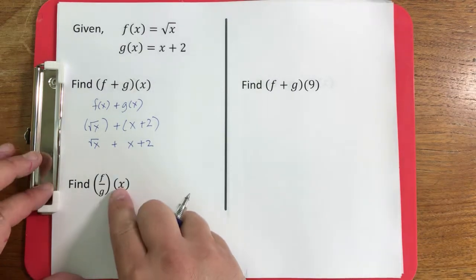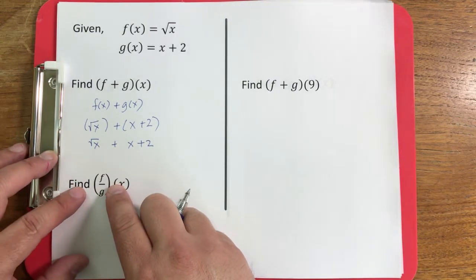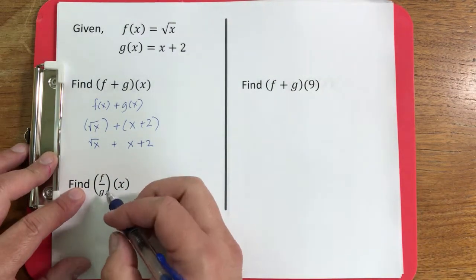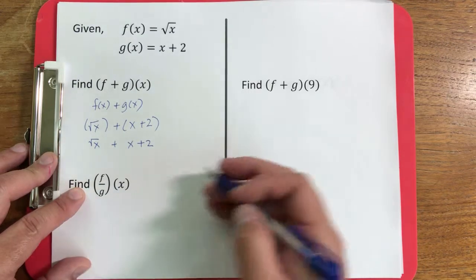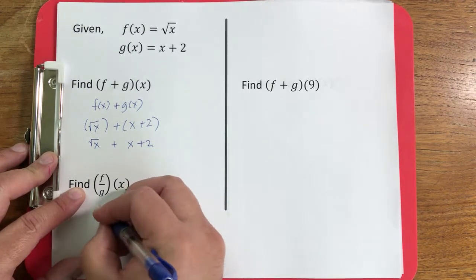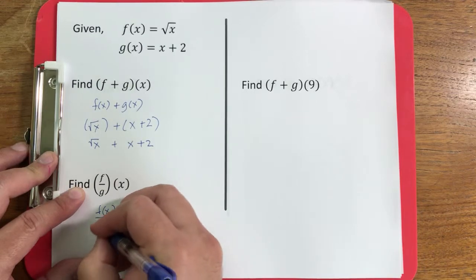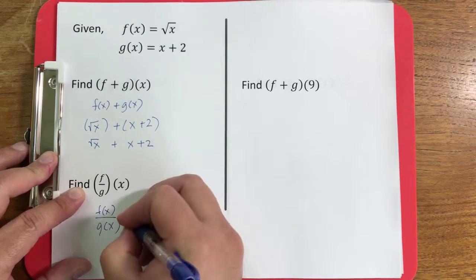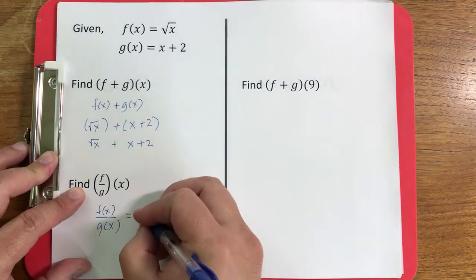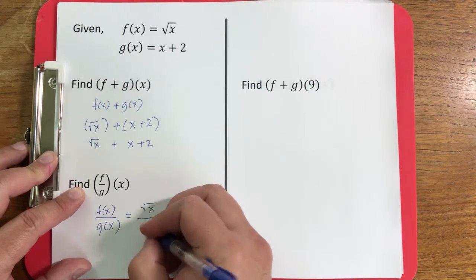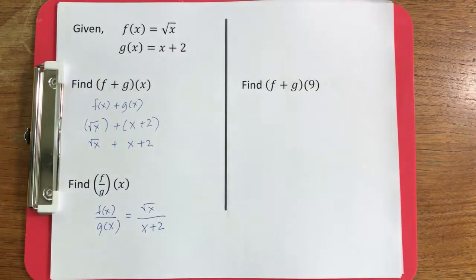Now, we can also do it for other operators like minus or times or divide. So in this case, if we have f divided by g, we do the same thing. We apply the parameter to both functions. And then f of x is equal to square root of x, and g of x is equal to x plus 2. And basically now you're done.